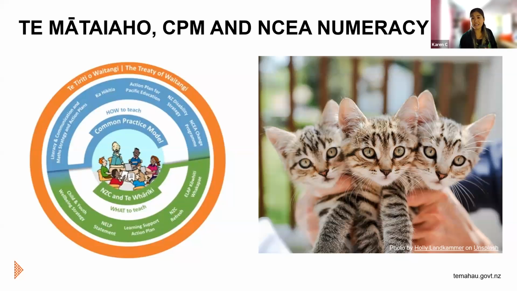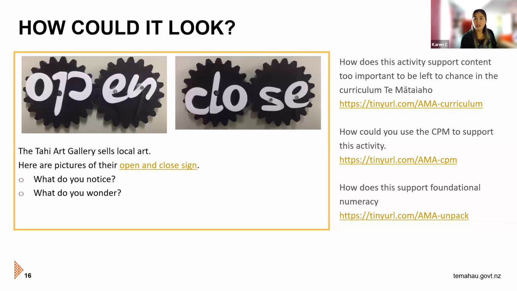These work streams are connected and are designed to improve outcomes for our learners by ensuring that the learning that cannot be left to chance is covered, which is MATAIAHO, and we're continually reflecting on how we teach, which is supported by the common practice model. And we understand the foundational level of numeracy our learners need to survive and thrive, whatever pathway it is they choose moving forward.